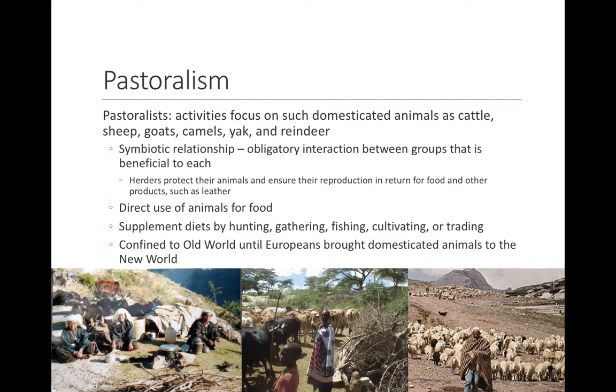There is another type of movement that comes with pastoralism called transhumance that we'll talk about in just a second, but in these contexts, then you've got people who stay at home when you go out to move your livestock. Pastoralism was confined to the Old World until Europeans brought domesticated animals to the New World.